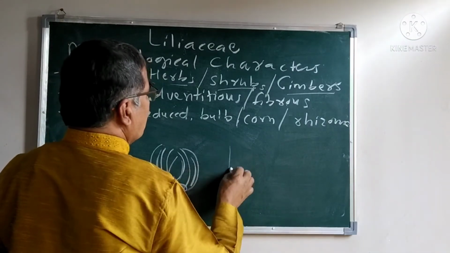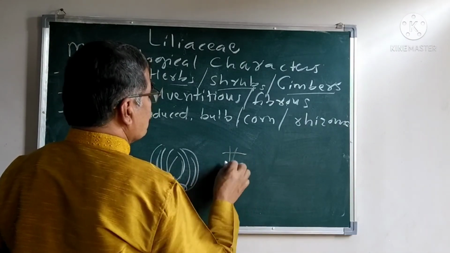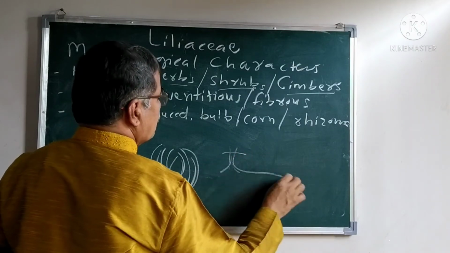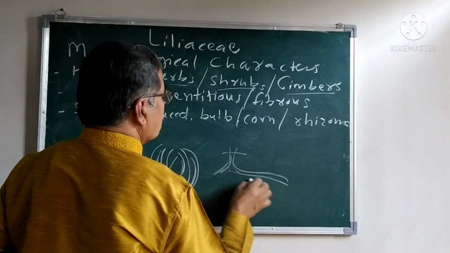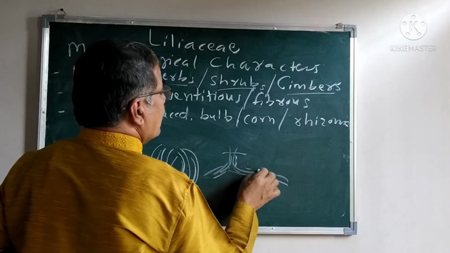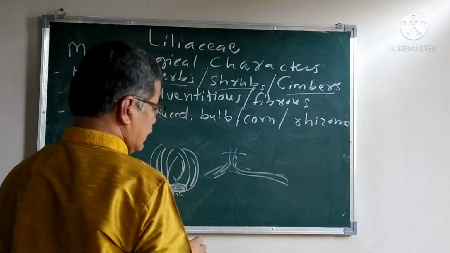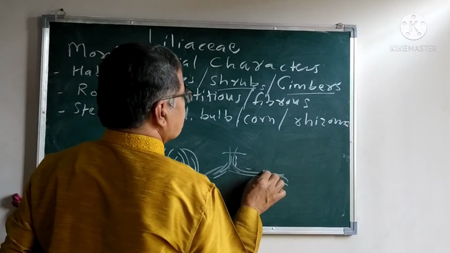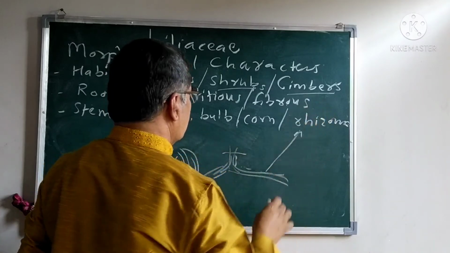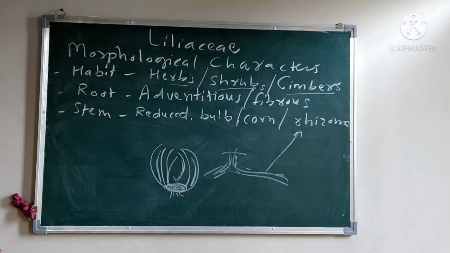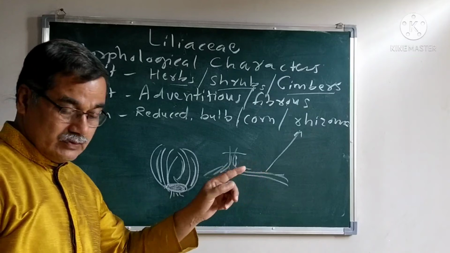In a corm, the stem is very much reduced. The major part of the stem is underground, and the underground stem is short and tender. This underground stem of Aloe is known as the rhizome.